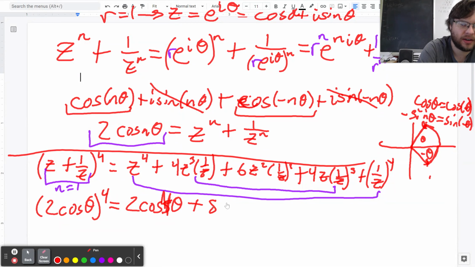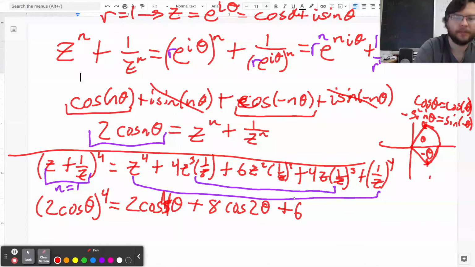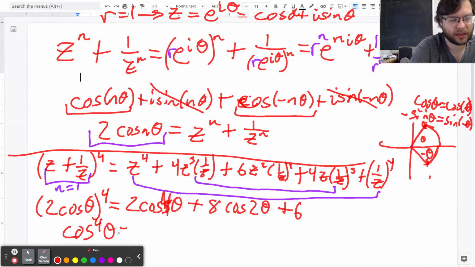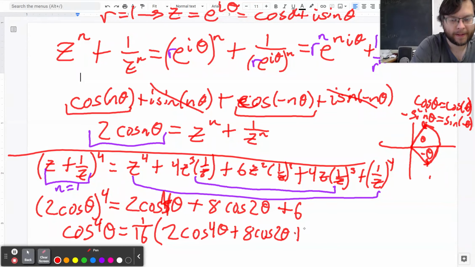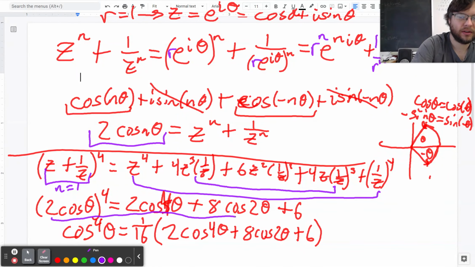And then plus 8 cosine of 2 theta. That was my n equals 2, but I have a coefficient of 4, plus 6. And so using this idea and multiplying 2 to the 4th and cosine to the 4th theta, and 2 to the 4th is 16, so I'm going to just go 1/16 to slide it over to the right side of the equation, and I come up with this wonderful little identity. And the nice thing about this identity is this is true for any angle.